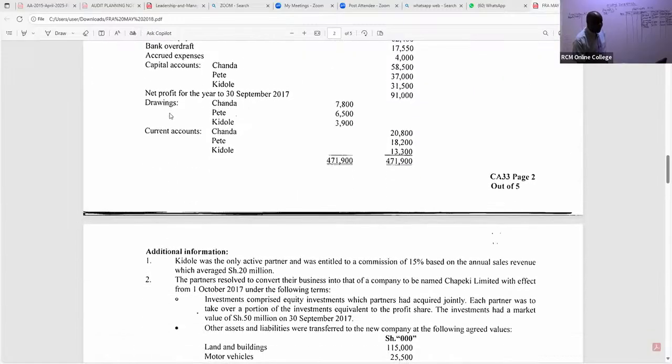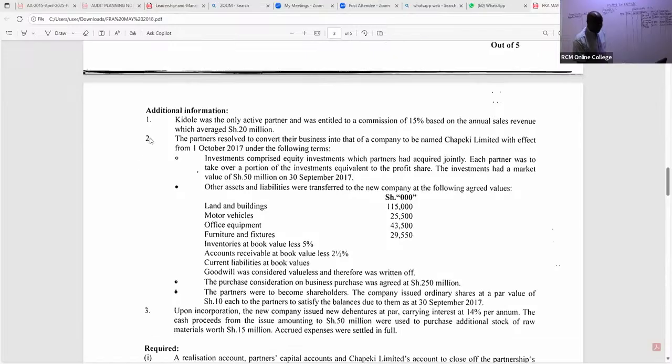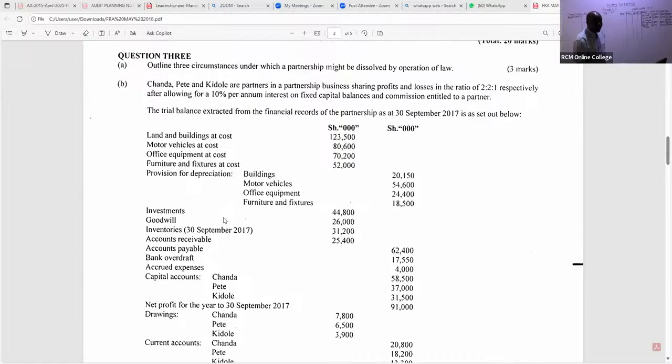If you go to this particular note, we have note number 2. We are told the other assets and liabilities were transferred to the new company at the following agreed values. Those agreed values, we shall not take them to realization because you are not yet at the selling point. These are what we call the fair values. But of importance is for us to appreciate that we have land and buildings, motor vehicles, office equipment, furniture and fittings, inventories, accounts receivable, absorbed by the new company. So let's take them to the realization account as we tick. If you have your past papers, tick so you don't forget any.